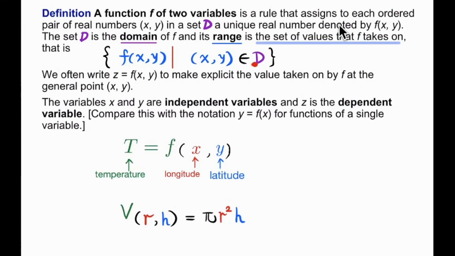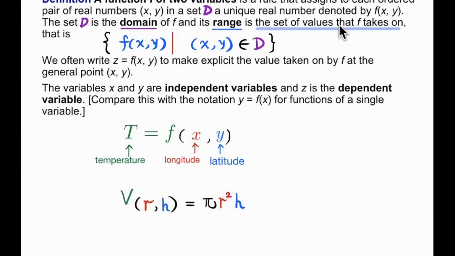The set D of all possible x comma y is called the domain of the function, and the range is the set of all output values that this function f is going to take on. Usually, we can write this f of x comma y as z. So think about this as z. When we write z equal to f of x comma y, we make explicit the value taken on by f at the general point x comma y.